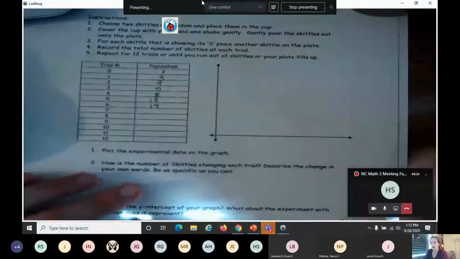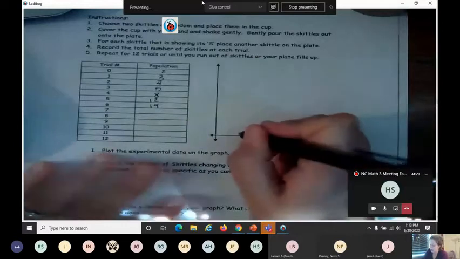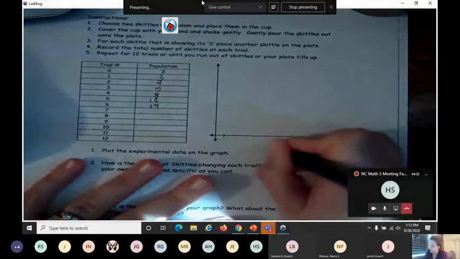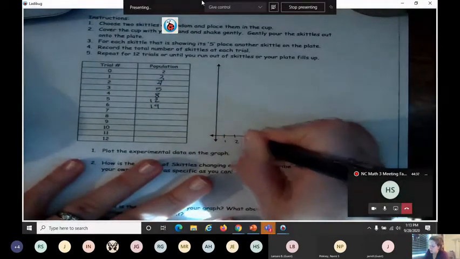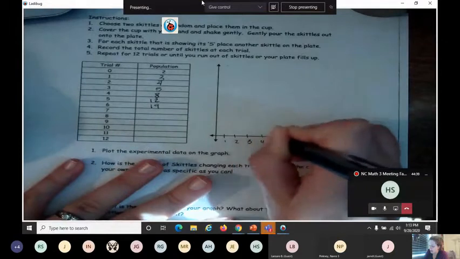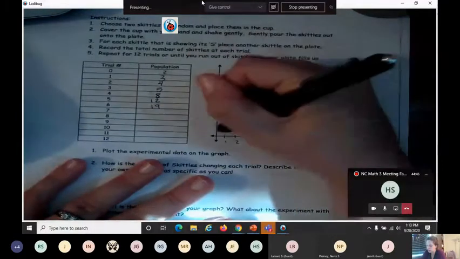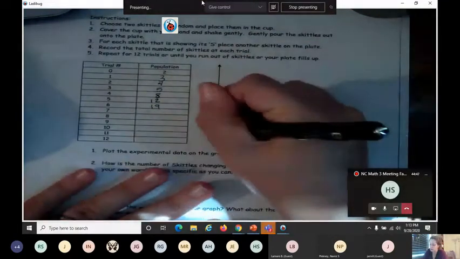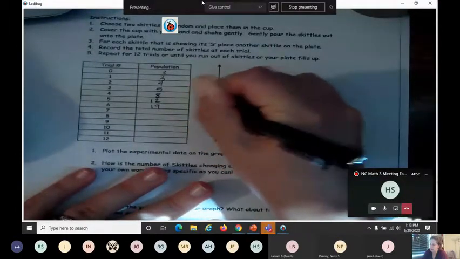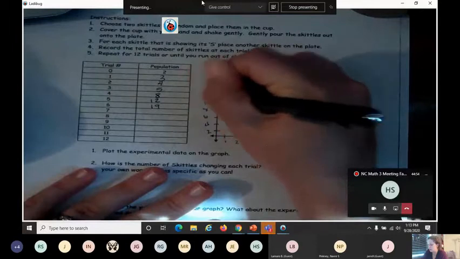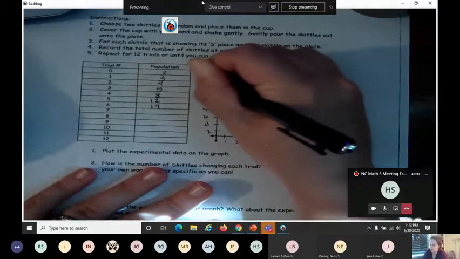Okay. Now, I know we only have 2 minutes left, so I'm rushing through this. So we have our trial numbers. We're going to put our trial numbers at the bottom. So I'm going to have 1, 2, we had trials 3, 4, 5, 6. And then my population goes up to 20. So I'm going to do this by 2s. So 2, 4, 6, 8, 10, 12, 14, 16, 18, 20.